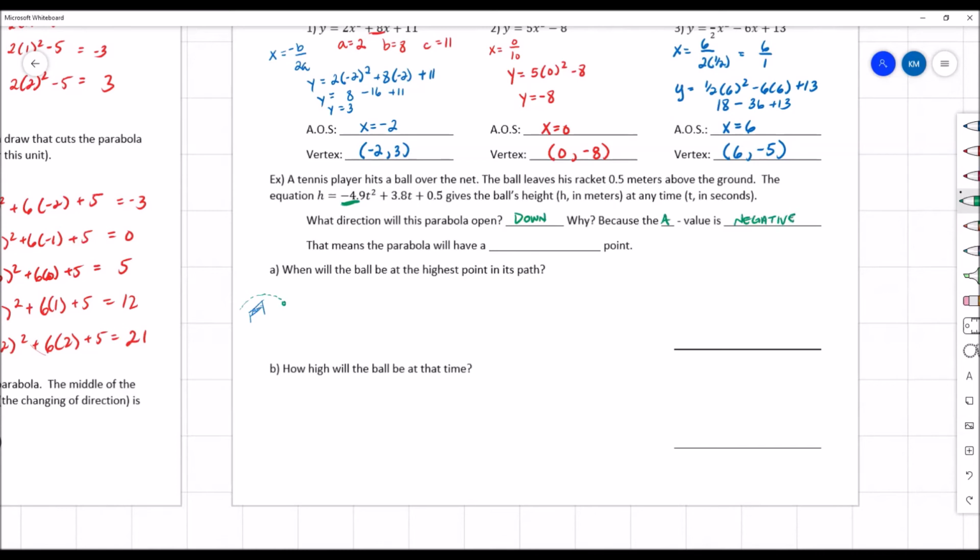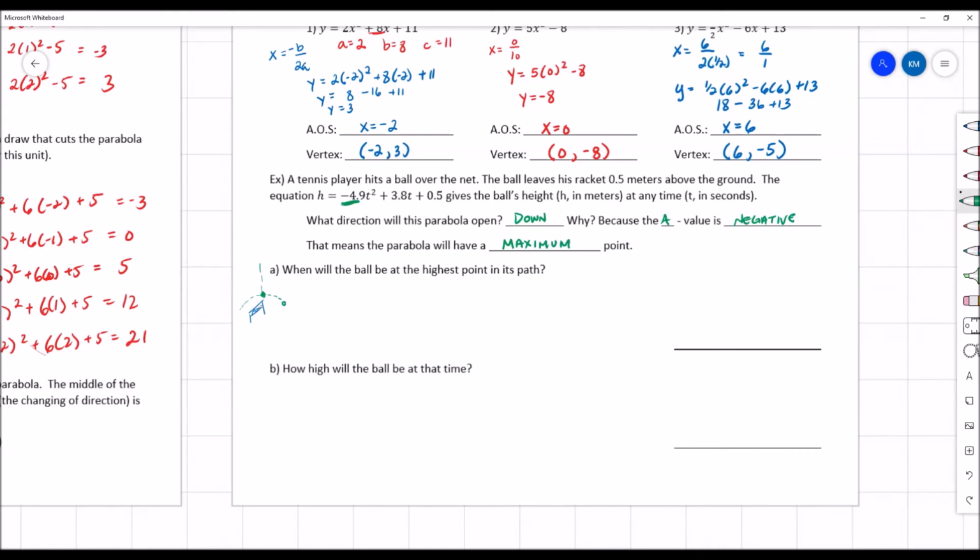Okay, this means that the parabola will have a maximum. Okay, and that's a point where the ball is at its highest point. If there was no floor or ground below it, the tennis ball would continue to fall forever. But there is a ground which causes it to bounce. Okay, so there's a maximum height. When will the ball be at its highest point on its path? Okay, that highest point is called the maximum. It is, in this case, the vertex.